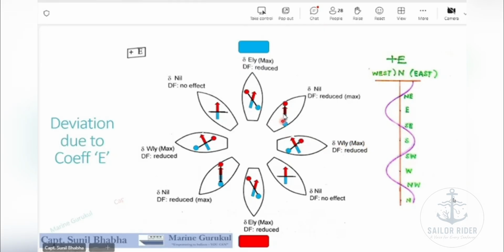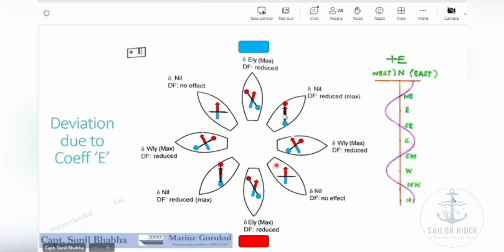In the previous case, with the vessel heading in the northeasterly direction, the deviation generated was 0. So on an intercardinal heading, the deviation generated is 0. On a cardinal heading, the deviation generated is maximum.